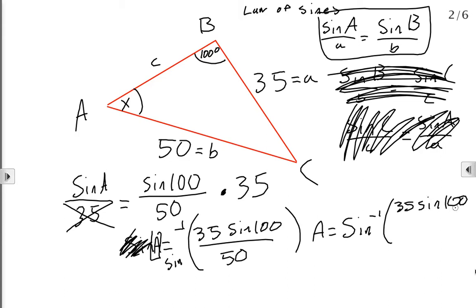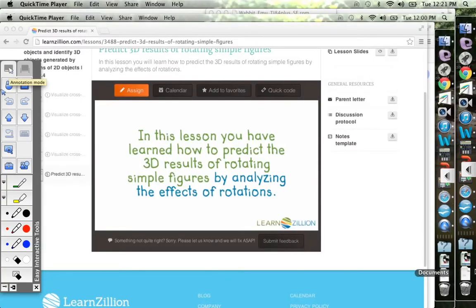And I should point out, look, I haven't simplified anything. We haven't done sine 100. We haven't divided by 50. And the reason is, if you save all the calculations for the very last step, you get an answer with your calculator that's as accurate as possible. So let's go ahead and go over to the calculator and type all that in.